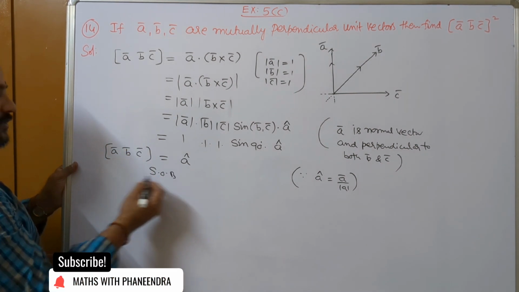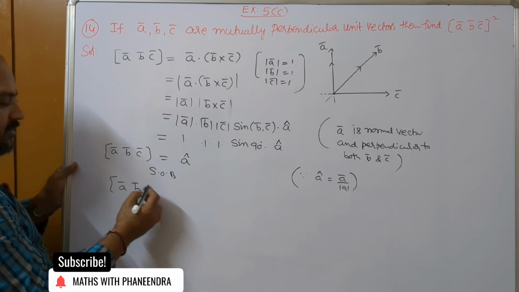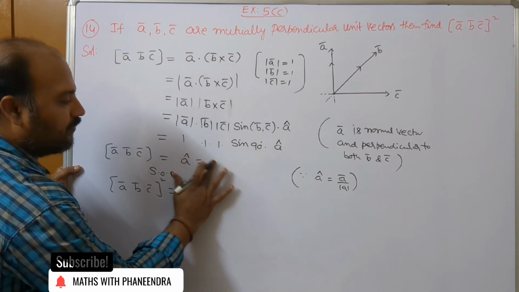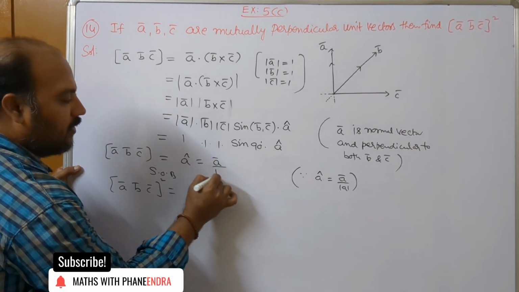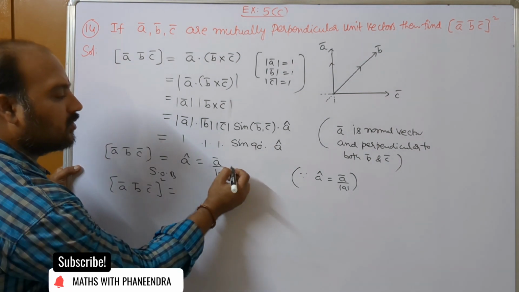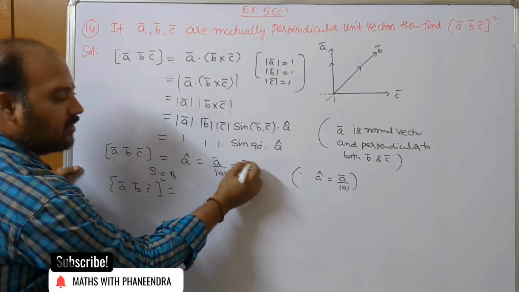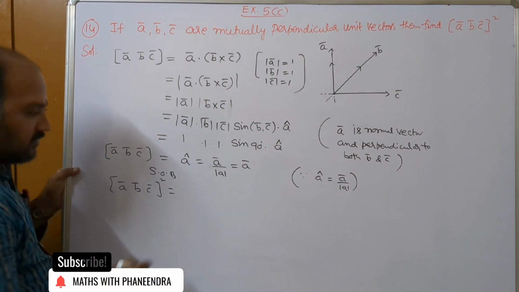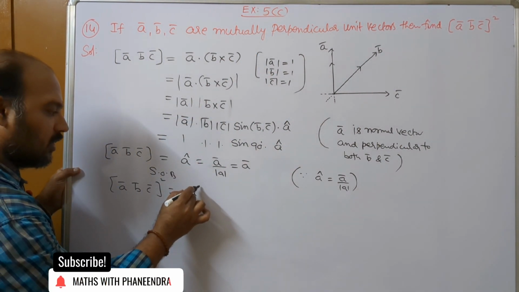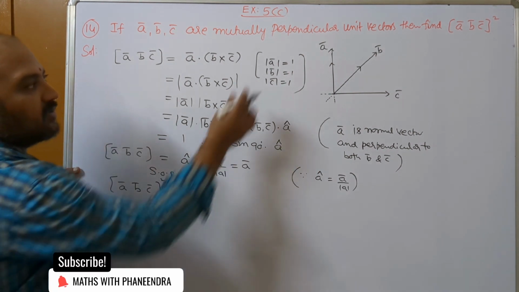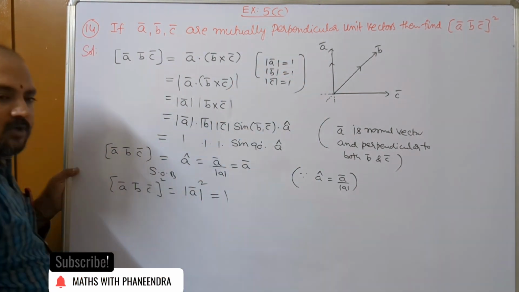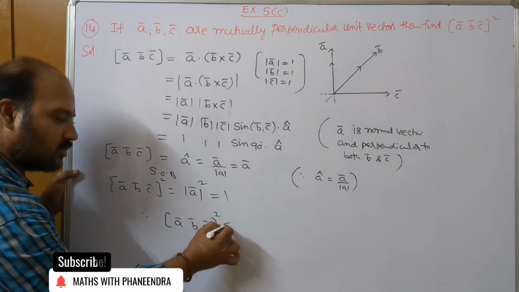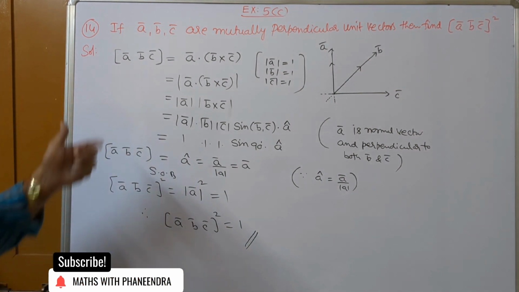squaring on both sides, box of ABC whole square. So this value is equal to A bar by mod A only now. Since mod A bar is equal to 1, the determinant value is 1. Why? Because it is a unit vector. So A bar square, what is A bar value? 1 again. Therefore, the value of box of A bar, B bar, C bar whole square is equal to 1. I hope you understand it, students.